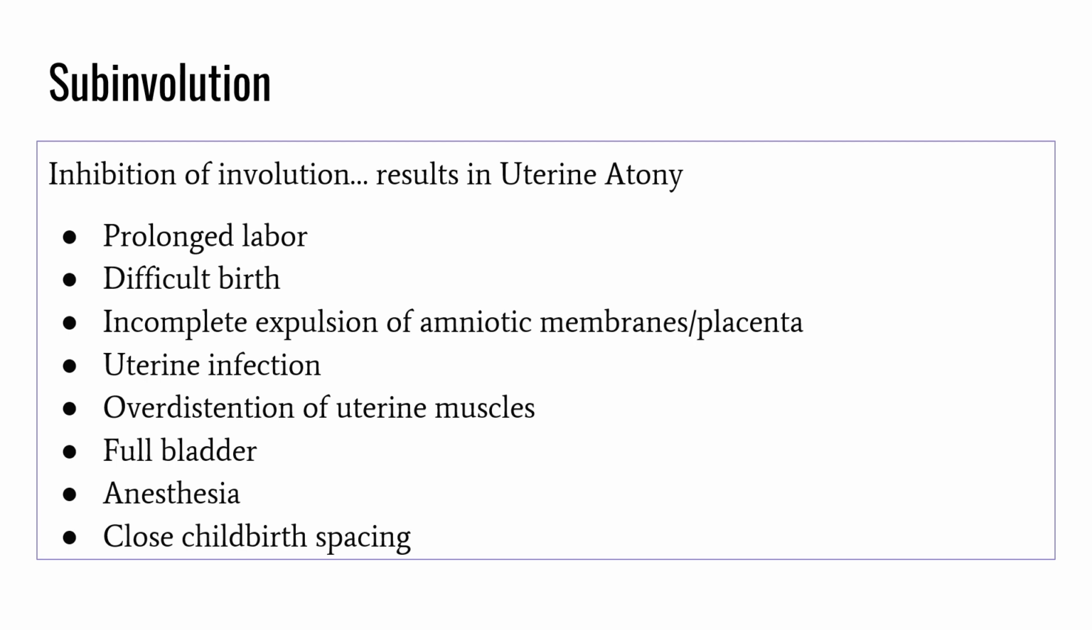Other complications are due to a full bladder, which displaces the uterus and interferes with those contractions, and any anesthesia, which relaxes uterine muscles, making it harder to stay toned. And of course, close childbirth spacing, so maybe somebody has a baby and then has another baby within the next year, which is possible.